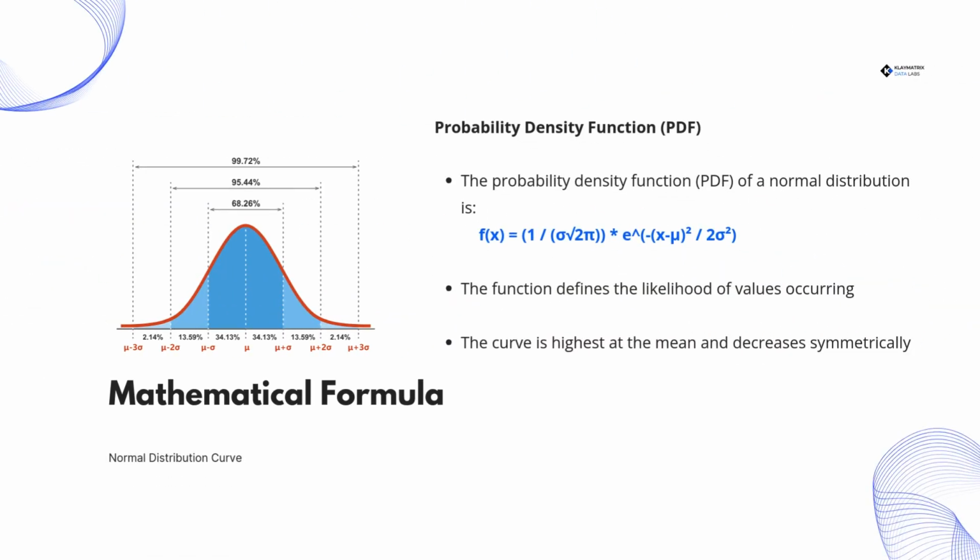Alright, let's get a bit technical. The normal distribution is defined by a probability density function, or PDF. The formula might look complex, but all it does is describe the likelihood of different values occurring. The highest point of the curve is at the mean, and as we move away, probabilities decrease symmetrically.